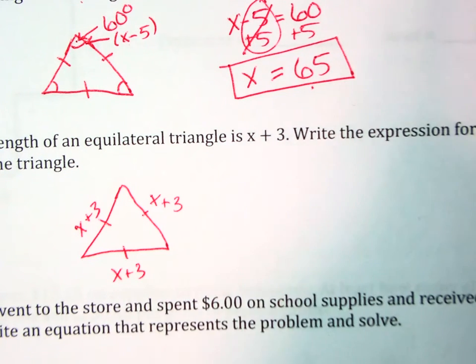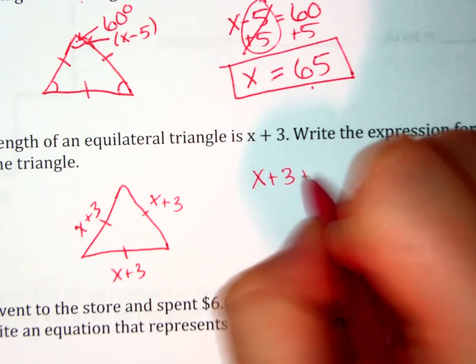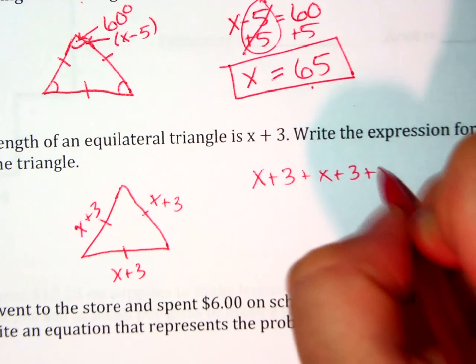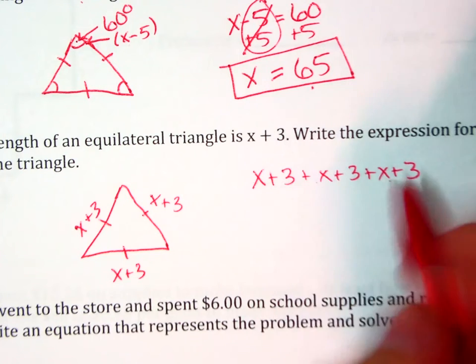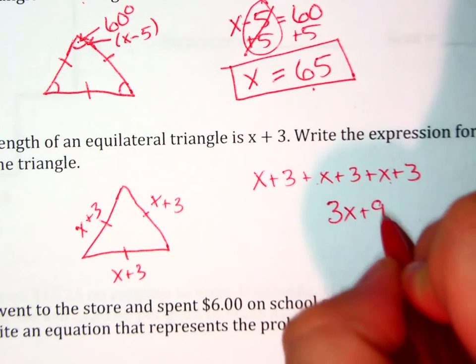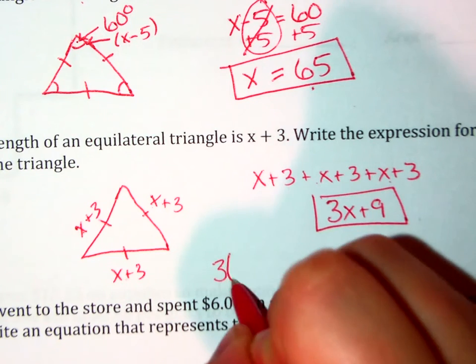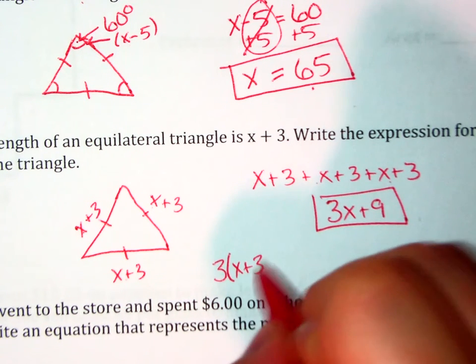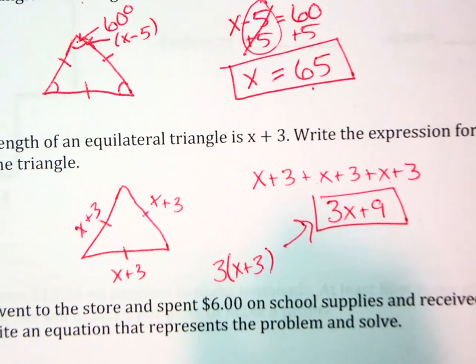Well, I could do one of two things. I could line up these terms, x plus 3 plus x plus 3 plus x plus 3, and combine like terms. x plus x plus x is 3x. 3 plus 3 plus 3 is 9. That is certainly one valid option. Or I can also use what I already know. I have 3 of the same term, so 3 times x plus 3 is going to give me the same 3x plus 9.